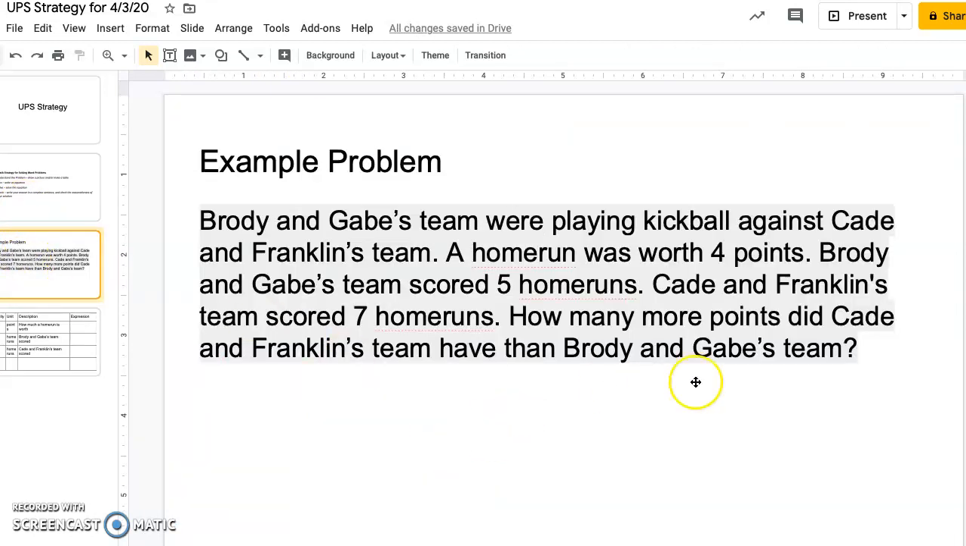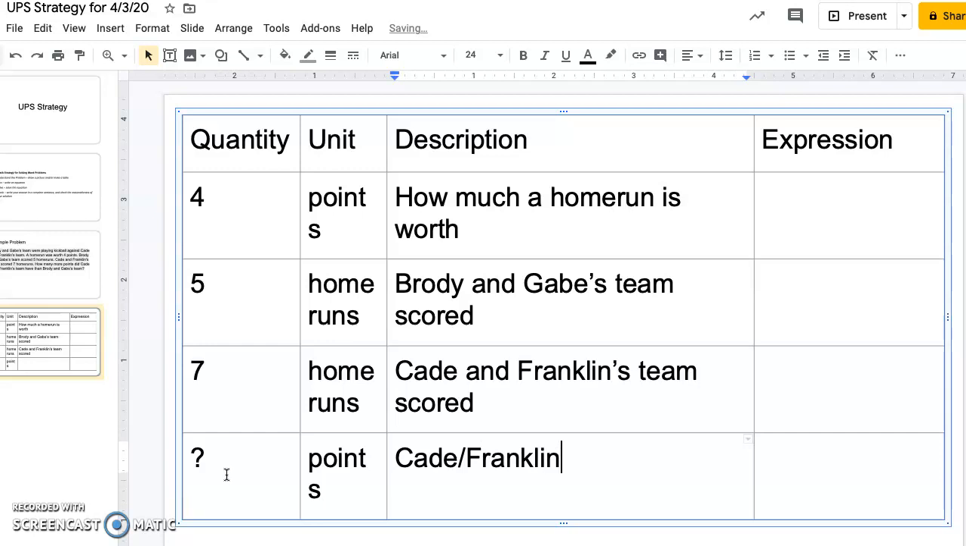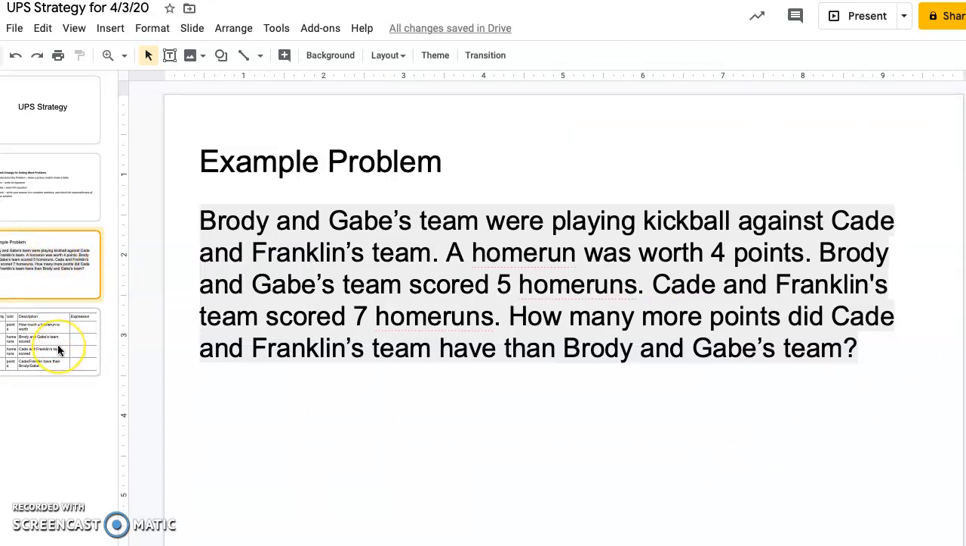Now, what is our main question? What are we trying to find out? How many more points did Cade and Franklin's team have than Brody and Gabe? So our question here is how many more points did Cade and Franklin have than Brody and Gabe?